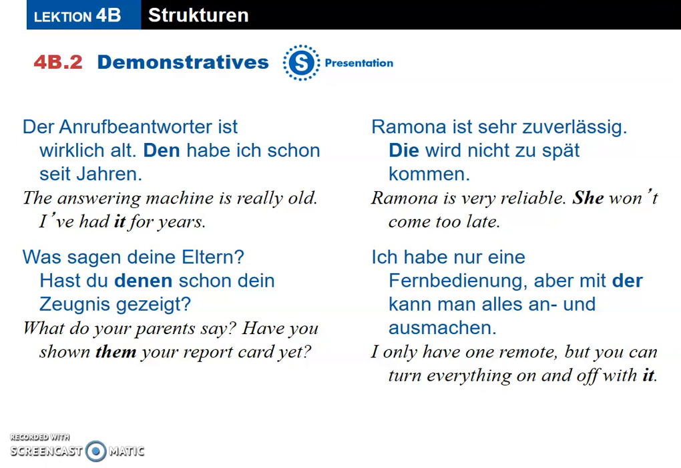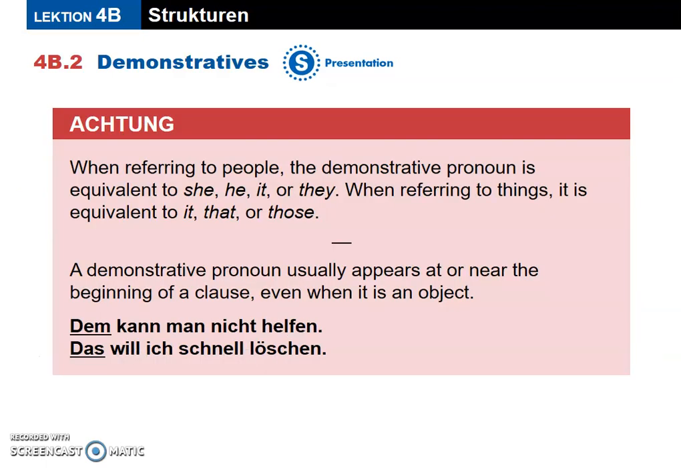And here, we don't say, hast du den schon dein Zeugnis gezeigt? We say, hast du denen schon dein Zeugnis gezeigt? When we use the demonstrative pronoun here. And then in the next one, ich habe nur eine Fernbedienung, aber mit der kann man alles an und ausmachen. I only have one remote, but you can turn everything on and off with it. So that is how we use those in contexts.